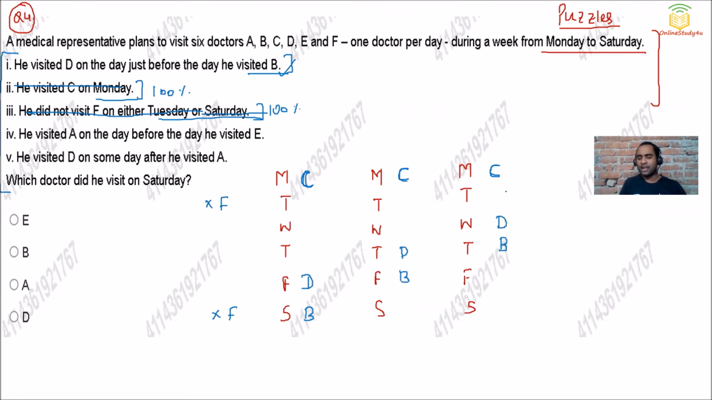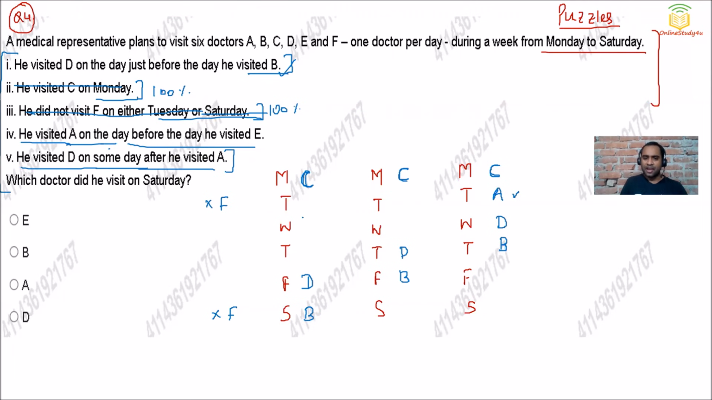Sir, one more possibility, Wednesday and Tuesday. Why am I not taking that possibility? Because they're telling he visited A on the day, and he visited D on some day after he visited A. So he is visiting D after A. So suppose he would have visited A here in this case.